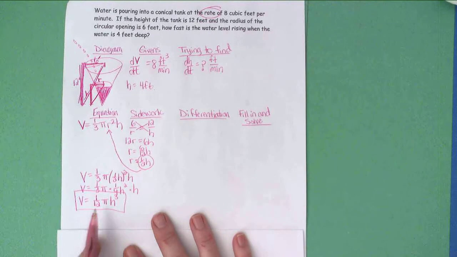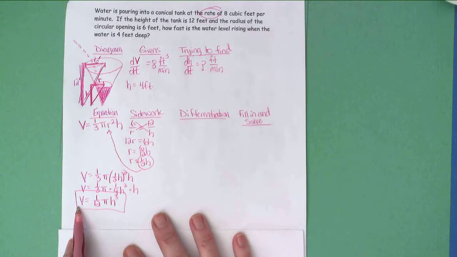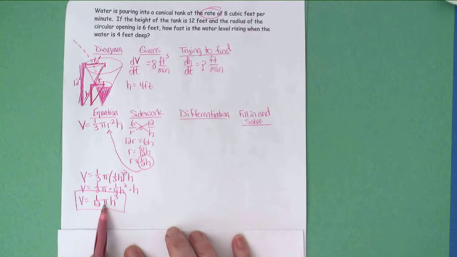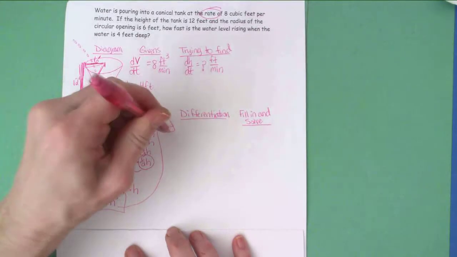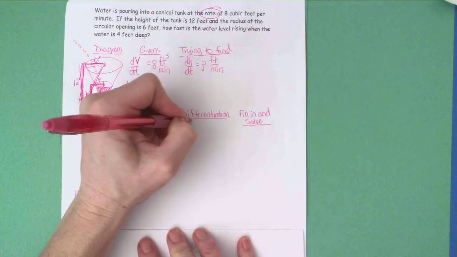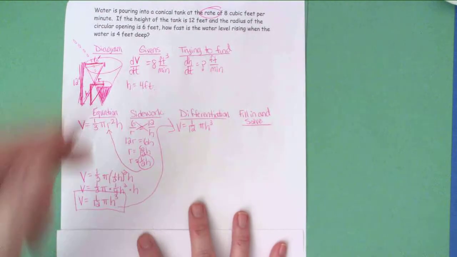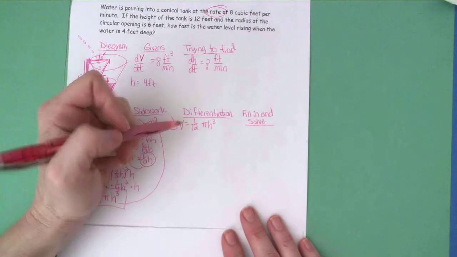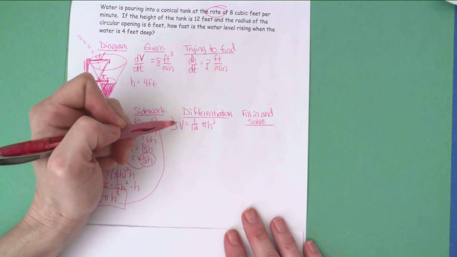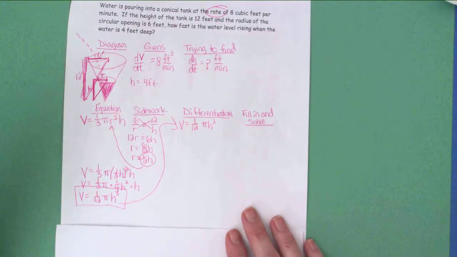Now look at that. This versus this. This is volume, but it's all in terms of H. So now I will go up here, recopy it. V equals 1/12 pi H to the third. And now I'm going to implicitly differentiate with respect to time. We've got to get the t in here.